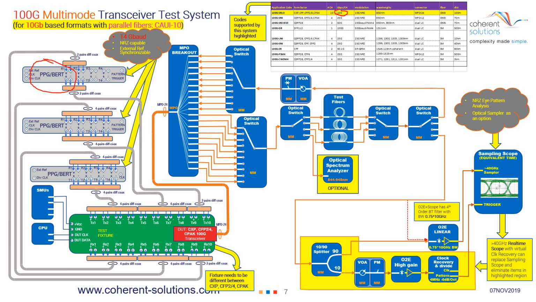In order to have a total of 10, we take 4 from one box, 4 from another PPG box, and then 2 from the last one. This gives us a total of 10 transmit signals.